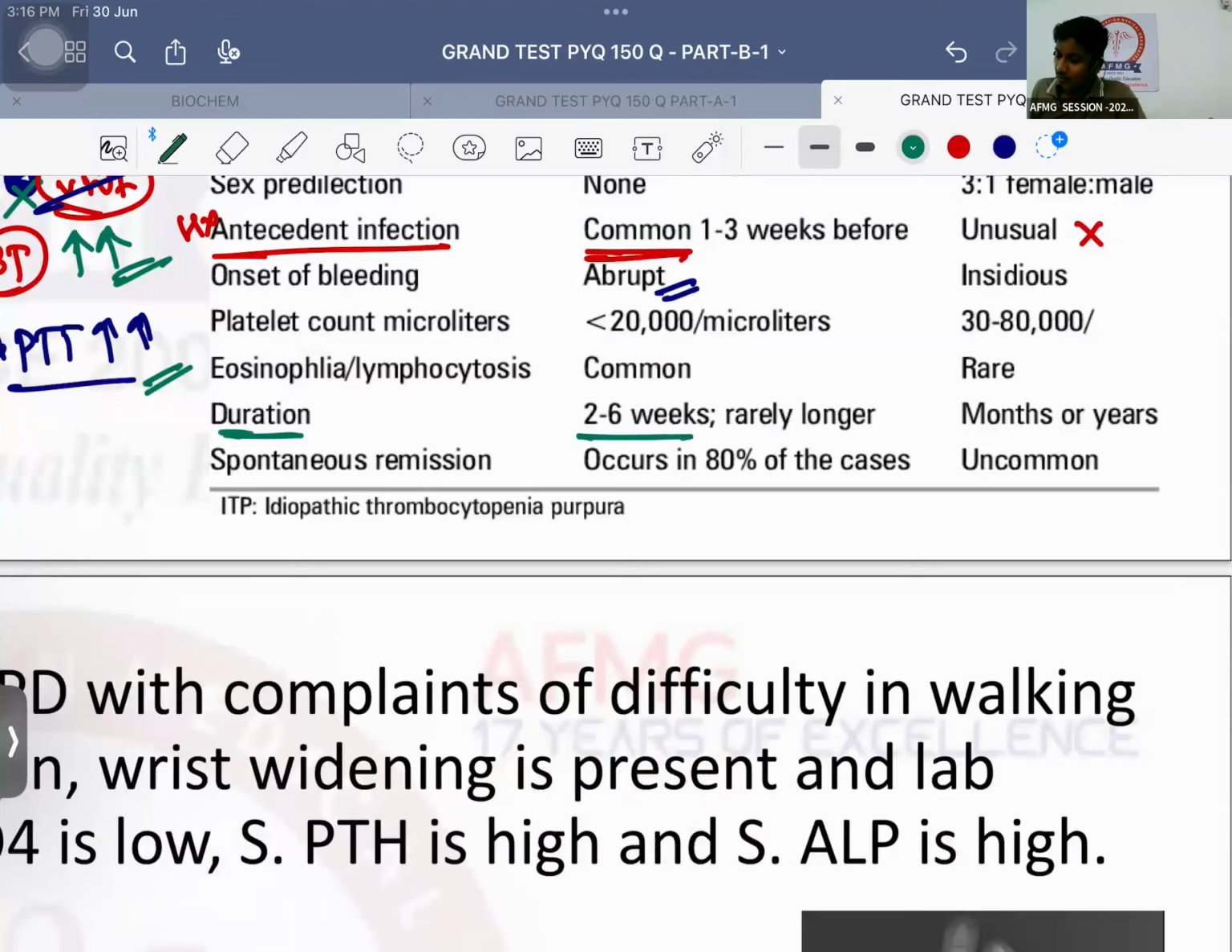Duration. Acute ITP usually takes 2 to 6 weeks. Okay, whereas chronic ITP takes months or years.